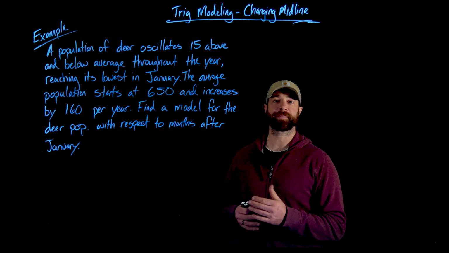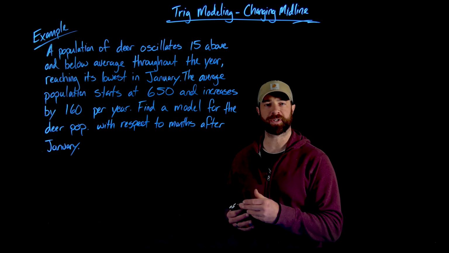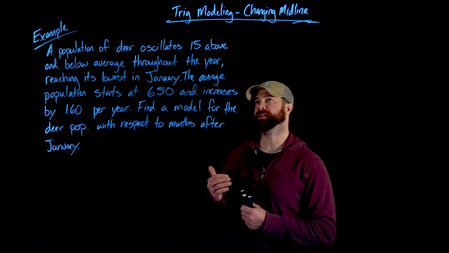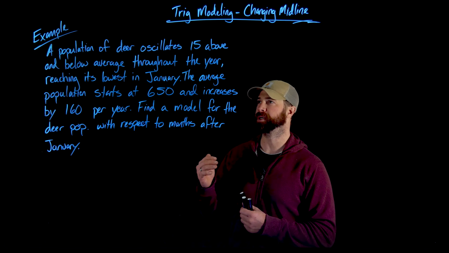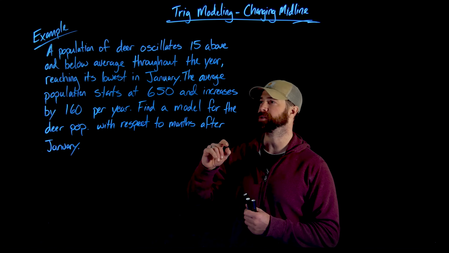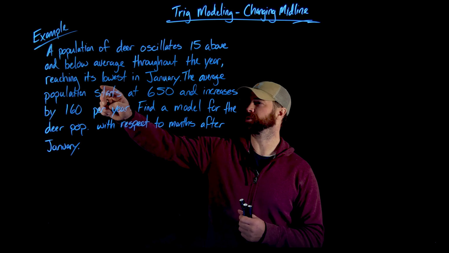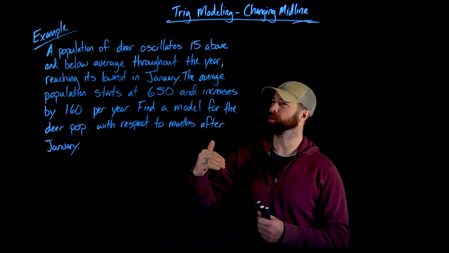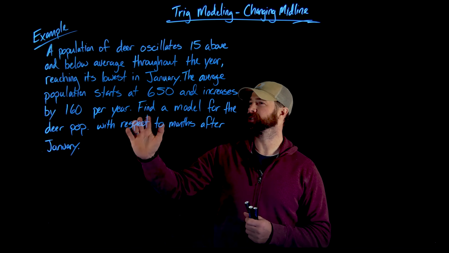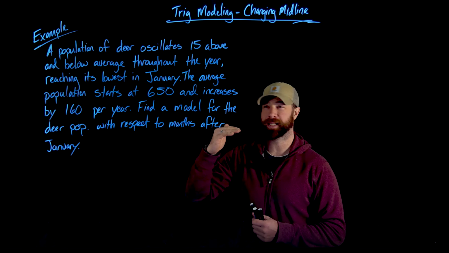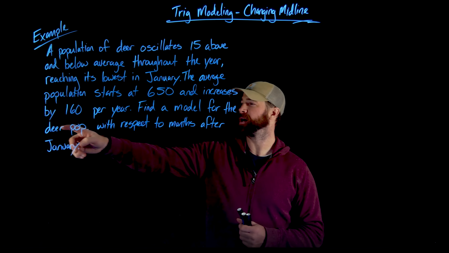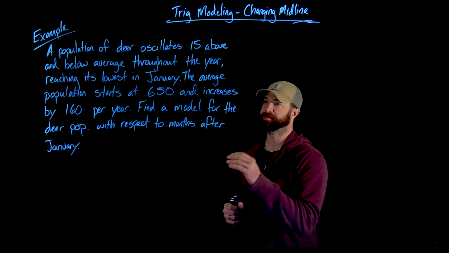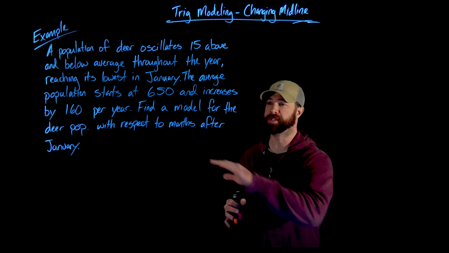All right, so here we have an example of a population that we can model with a trigonometric function that has a changing midline. The situation is a population of deer oscillates 15 above and below average throughout the year. So that oscillation is caused by our sine or cosine function that we're going to use, reaching its lowest in January. So that means it starts at a minimum. In January, we have a lowest population. The average population starts at 650. So that would be where our midline starts, and increases at 160 per year. Find a model for the deer population with respect to months after January. Okay, so our input for this function is going to be months.